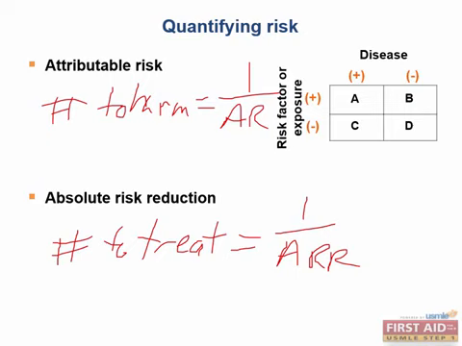The number needed to treat and number needed to harm are commonly tested principles on the exam. You can think of the number needed to treat as the number of people who you would need to give some sort of treatment to prevent one person from getting the disease of interest. In contrast, the number needed to harm is the number of people you would need to expose to a risk factor in order to cause one person to acquire the disease of interest.